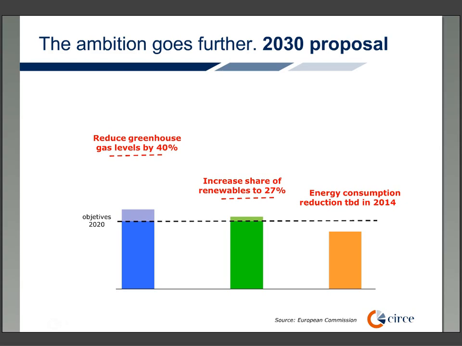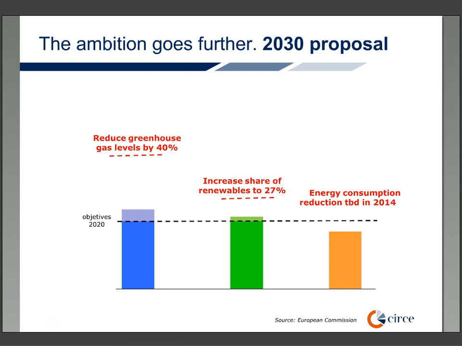A centerpiece of the framework is the target to reduce European Union domestic greenhouse gas emissions by 40% below the 1990s level by 2030. We have increased this target for greenhouse gas reduction to 40%. To achieve the overall 40% target, the sectors covered by the European Union emissions trading system, we have already talked about it, have to reduce their emissions by 43% compared to 2005. Emissions from sectors outside the European Union emissions trading system would need to be cut by 30% below the 2005 level. This effort would be shared equitably between the member states.